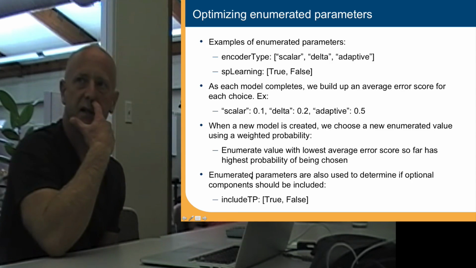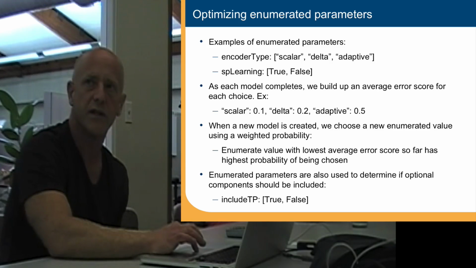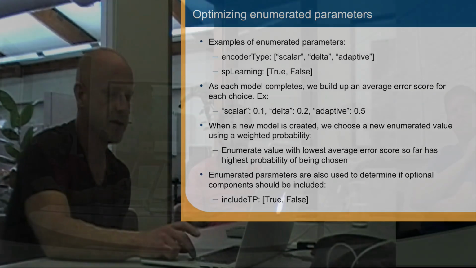So these enumerated parameters are also used. Remember I mentioned that the components of the model can be optional as well. So whether or not to include TP could be represented by an enumerated parameter here. And so that's part of the way we choose that as well. So in what cases does it happen that you don't want to include the TP? There's some data sets where a first order model is sufficient, and you can actually learn quite a bit faster with a simpler model without a TP.